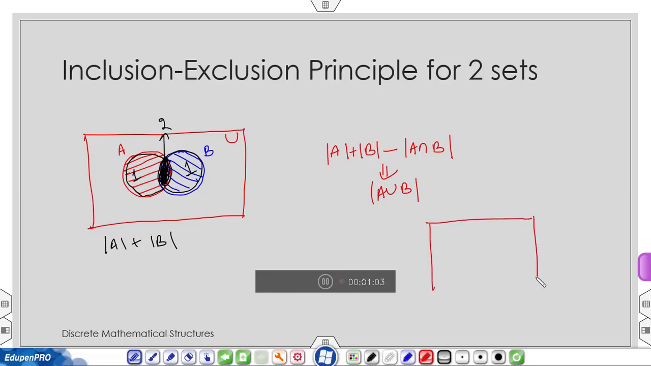That is, if this is the universal set, this is set A, and this is set B, then after applying this formula, we will be getting this area. So that means this is A union B, where all these areas are counted or included exactly once.